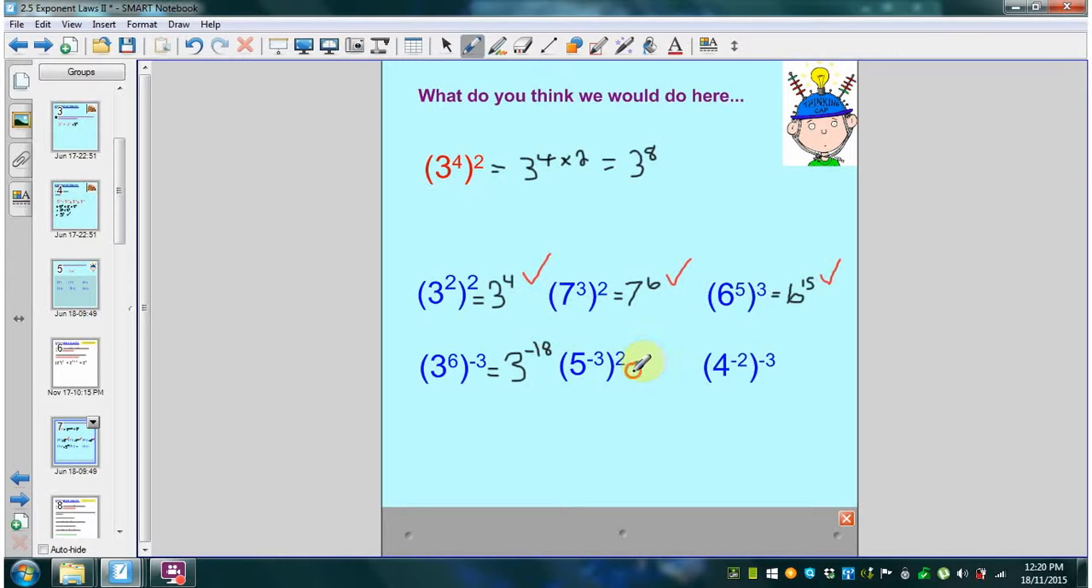Okay, next one, keep our base, 5, use our power rule. Power to a power means that we can multiply our exponents. So a negative 3 times 2, negative times a positive is negative, and 3 times 2 is 6. Okay, and last one, 4 to the negative 2 to the power of negative 3. Power of a power rule means that we can keep our base, multiply exponents. Negative 2 times negative 3. Negative and a negative is positive, and 2 times 3 is 6.